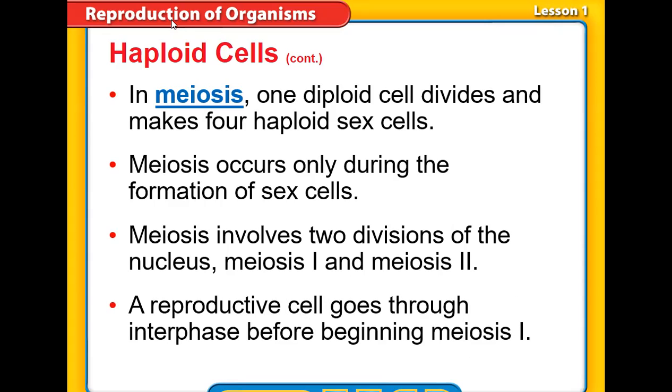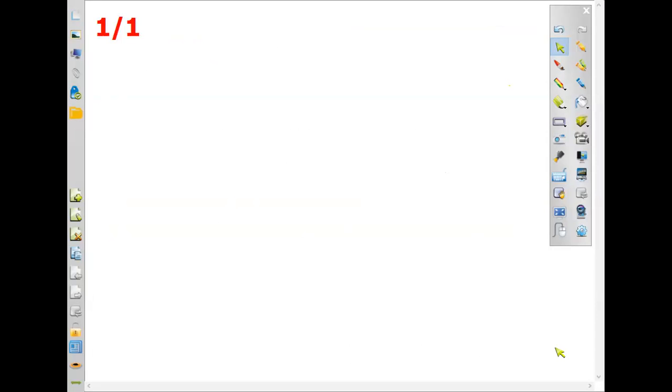So a reproductive cell goes through interphase before beginning meiosis. To understand this clearly, like any cell cycle, we have interphase in the beginning. In interphase, the cell prepares for the division. The cell passes through G1, then S, then G2. In G1, the cell grows and duplicates its organelles. In S, DNA replication happens. In G2, the cell reaches the maximum size and is ready for division.